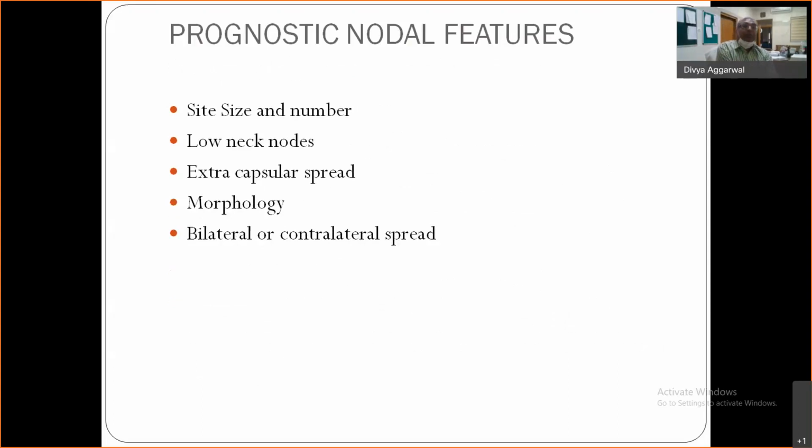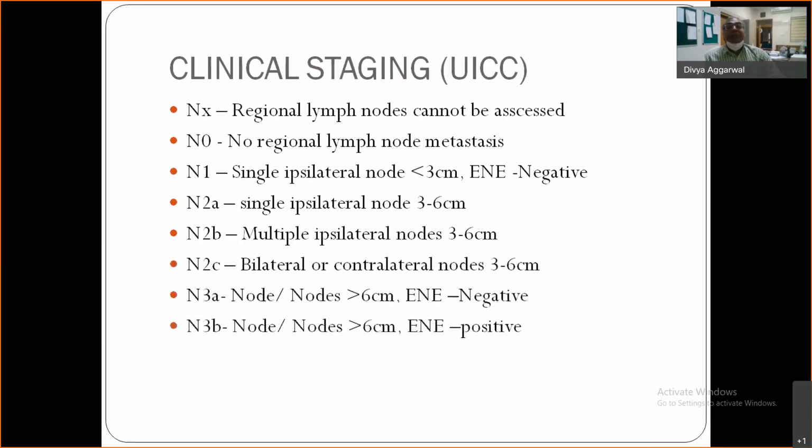Now, what are the prognostic nodal features? That is, how will you prognosticate a disease based on the neck node features? The site of the neck node, the size and the number. Lower neck nodes are prognostically more bad. Extracapsular spread is bad. Morphology of the lymph node and bilateral or contralateral spread is again related with a worse prognosis as compared to a unilateral or a single nodal metastasis.